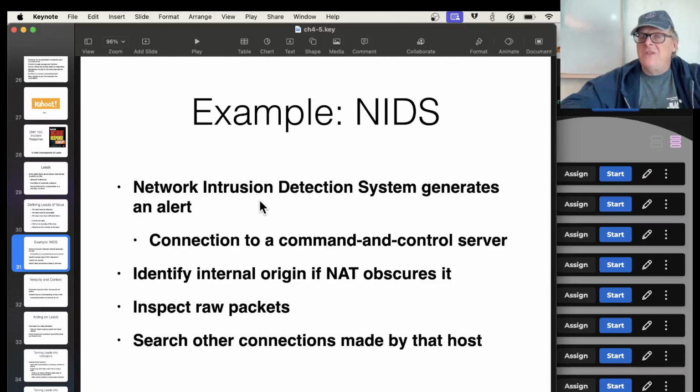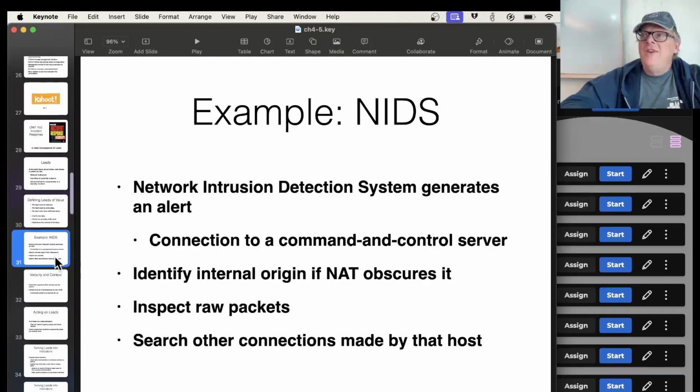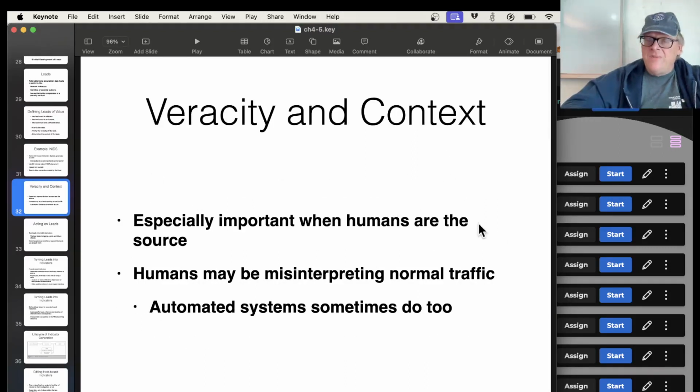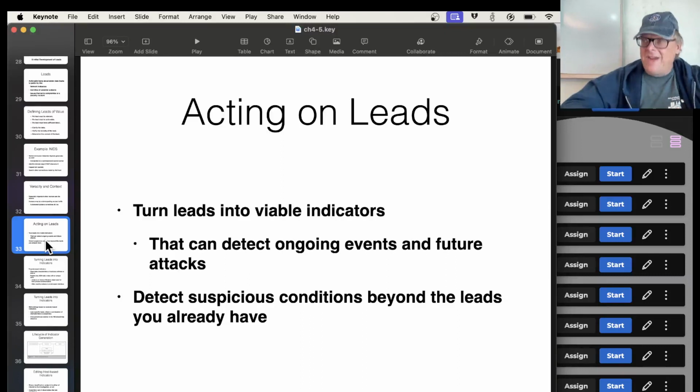So if the intrusion detection system generates an alert, then if it's connecting to a command and control server, that would indicate infection, although nothing is ever infallible. So you find your internal origin, inspect the raw packets, see what other connections are made by that host, and figure out whether this is in fact part of your incident or not. If it is, that would be very handy, because then you can easily detect other infected machines by just looking at the network traffic. Especially when humans are the source, although all your other security contraptions also can have false positives. But anyway, people may be misinterpreting normal traffic, so you have to verify that it's in fact useful.